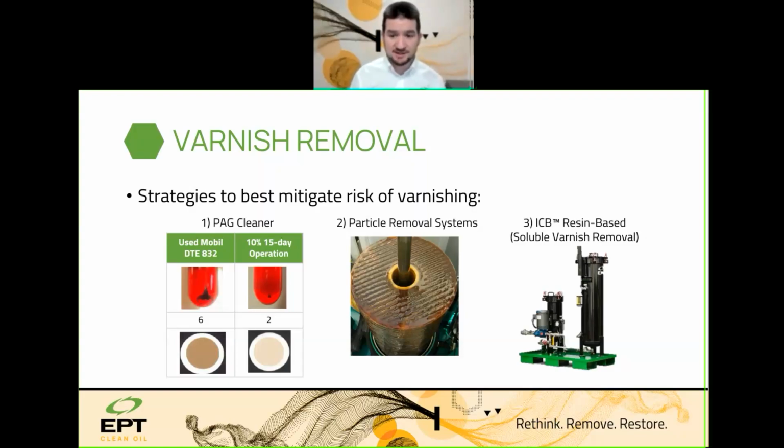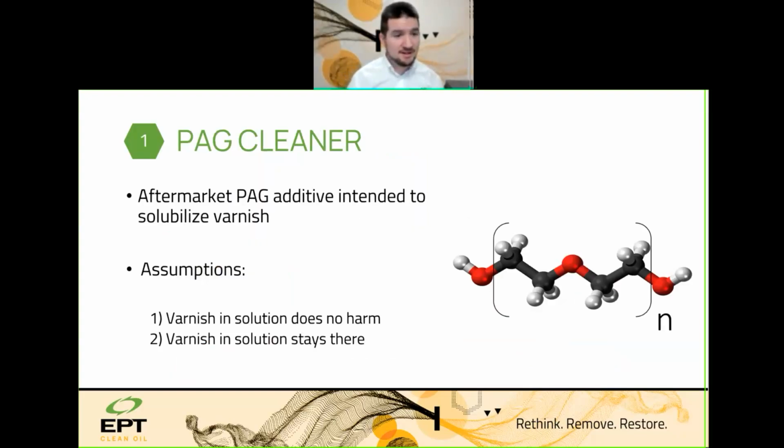And you can do this by using well-selected ion exchange resins. At EPT Clean Oil, our trade name for our ion exchange resins is ICB, and these have been specifically engineered for lubricant applications. So let's look at each of these strategies one by one in a little bit more detail and try to understand what impact they have on that soluble-insoluble varnish equilibrium, so that we can understand the pros and cons of each.